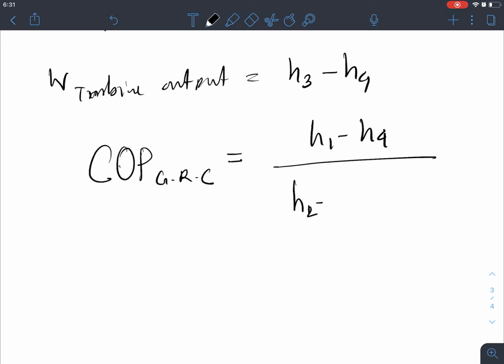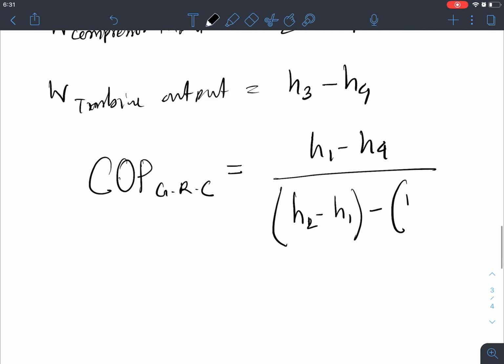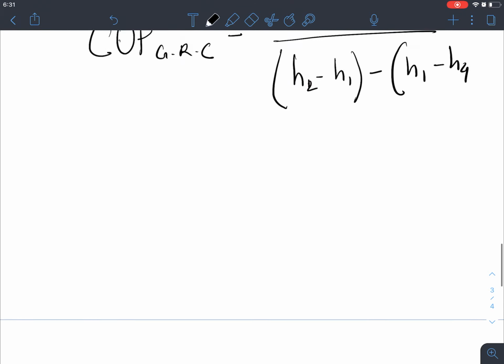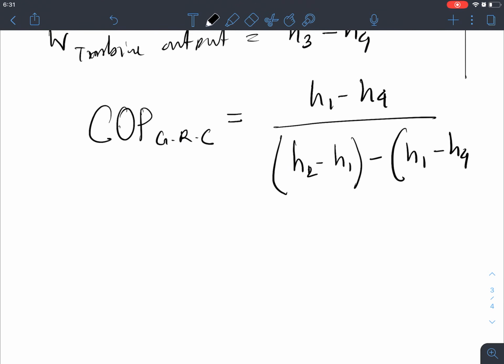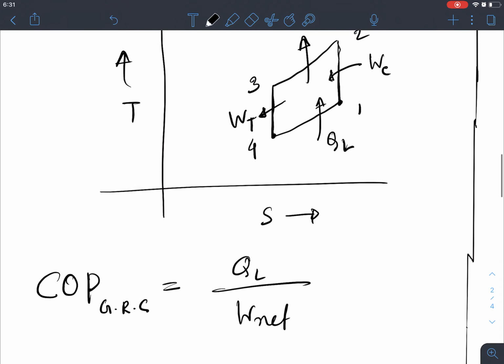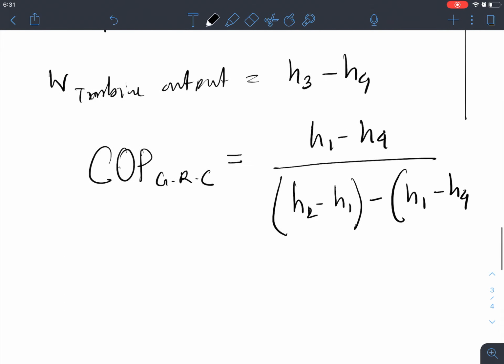divided by H2 minus H1 minus the turbine output, right? So H3 minus H4. So it will be H3 minus H4. Okay, so that's the expression of the coefficient of performance of the gas refrigeration cycle.